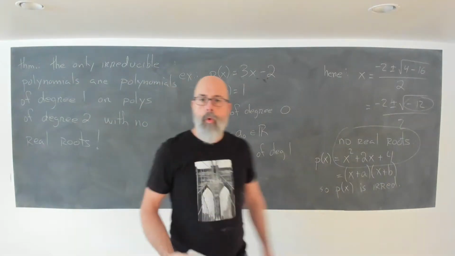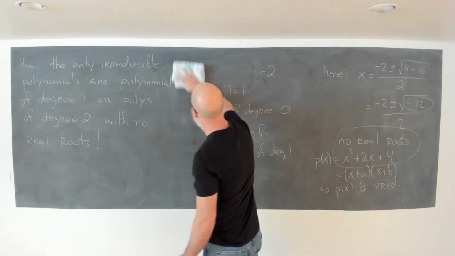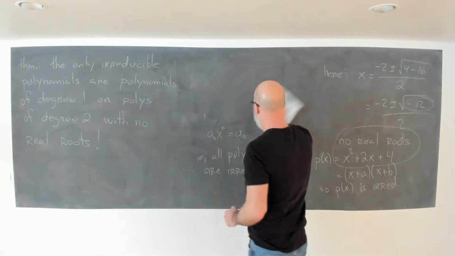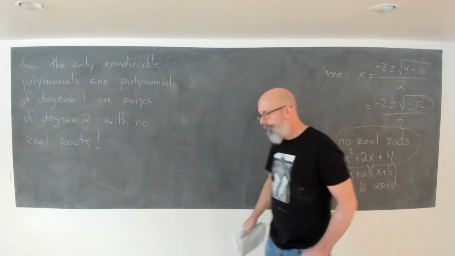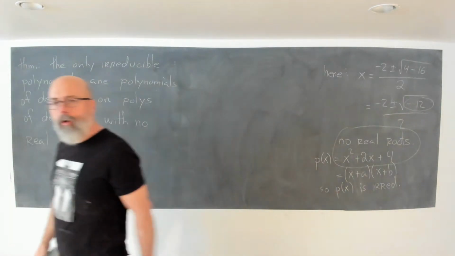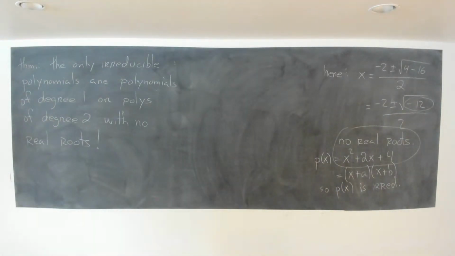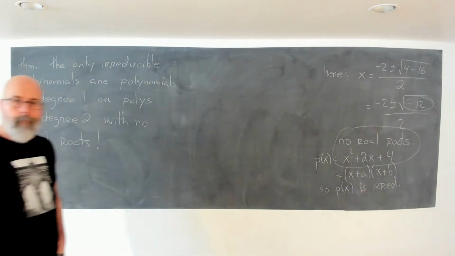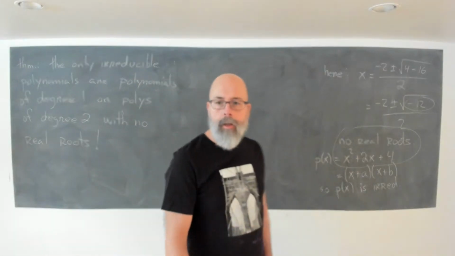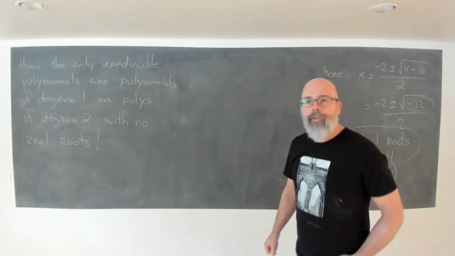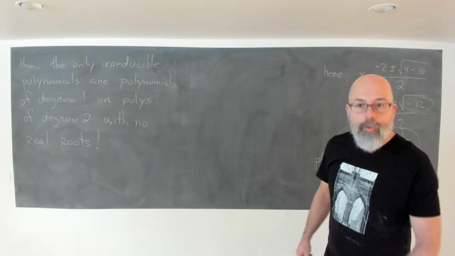These are the only types of irreducible polynomial. How are we doing here? Questions? Can't all even degree polynomials have no real roots?